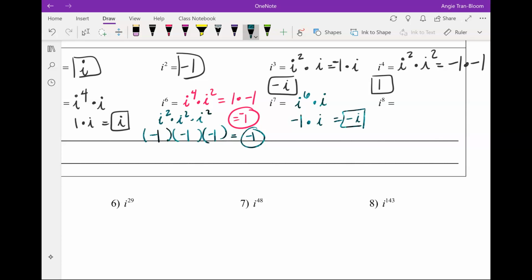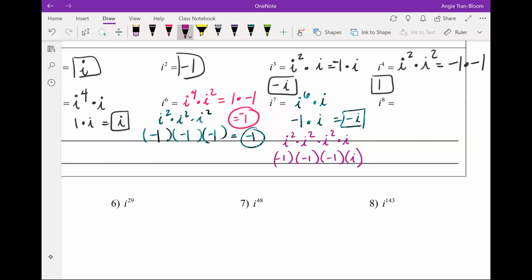Or if you choose to, can you guys break up pairs of i's? Right? i squared times i squared times i squared. How many i's is that already? 6. And then there's one last one. True or false? You can always break it up in pairs of i's. Okay? So this is -1 times -1 times -1 times i. Oops. And then Riley is right. She gets a -i.